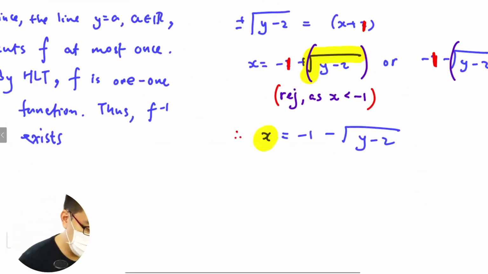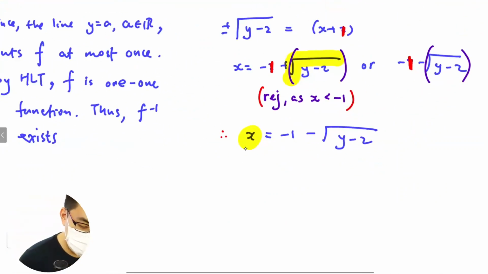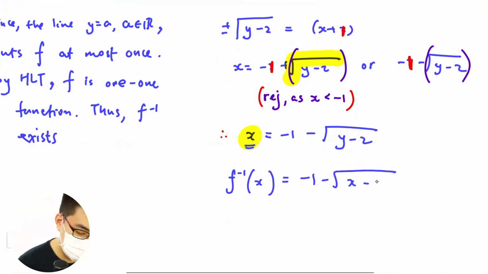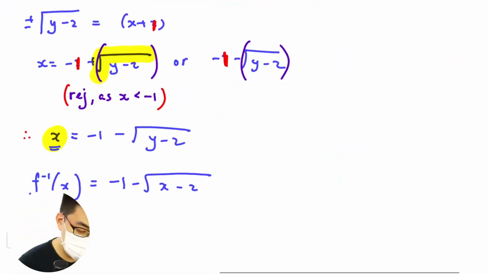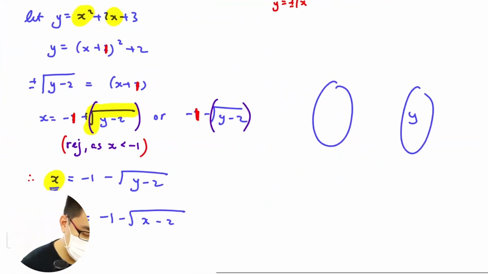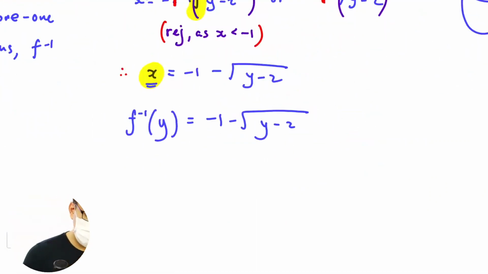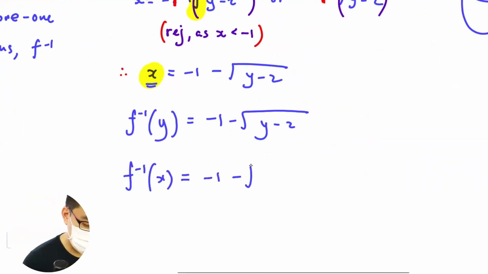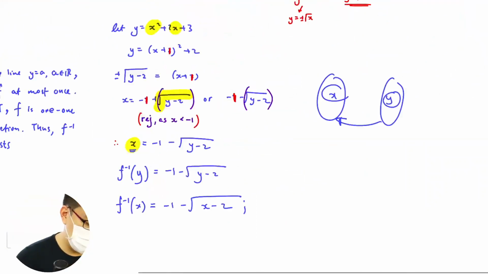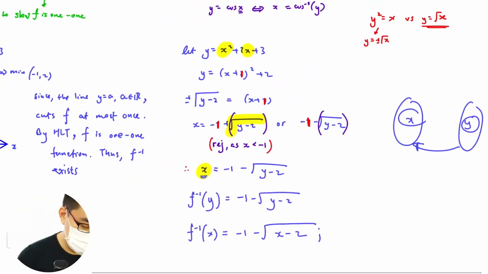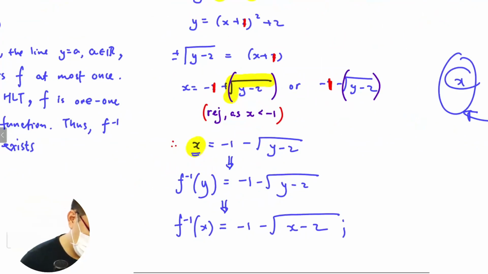This guy is arbitrary. So our inverse function, we make it as f inverse x equals -1 minus root x minus 2. It's arbitrary because now we just swap this y here to x. Okay, we usually, I mean, you can write as f inverse y like that. It's not wrong, but because this is arbitrary, we usually write it in x. Okay, so then you want to write the domain. This guy can be any number, so you can just swap. Okay, any question first so far?